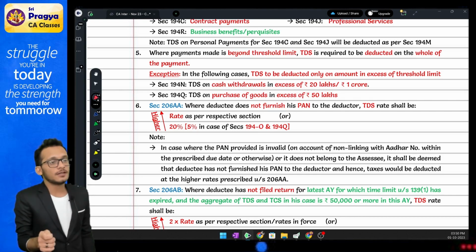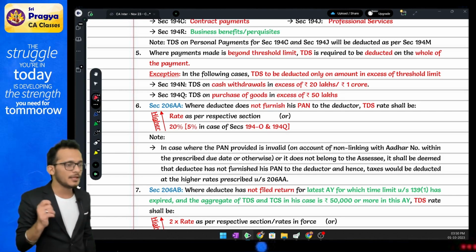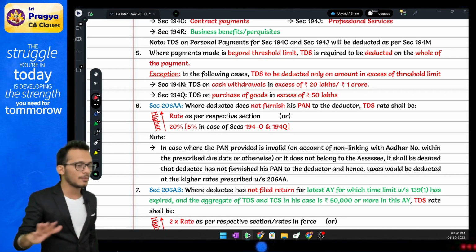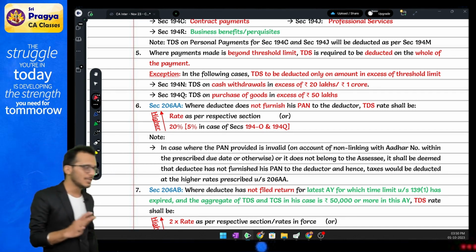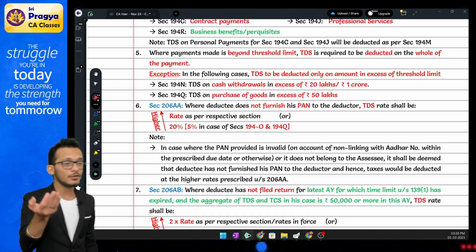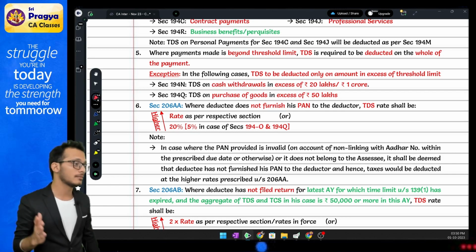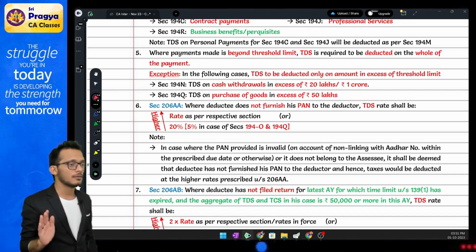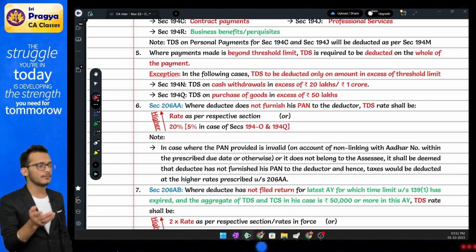If he is giving you losses, you can only consider losses from house property. You cannot consider any other losses because salary cannot be set off against anything other than house property loss. So only consider your house property losses. Any other losses can be ignored. If he gives you any income, you can consider all those incomes. Yes or no? Yes. The next section is 192A.